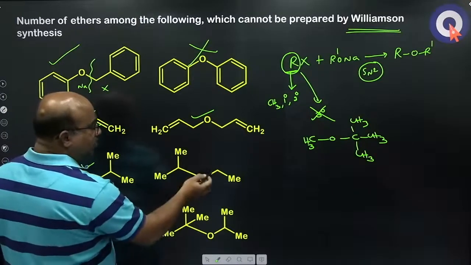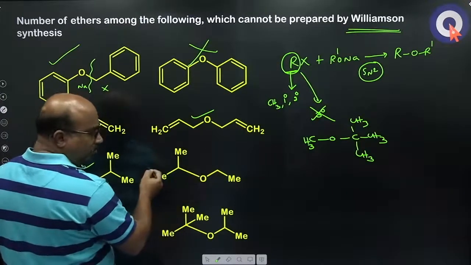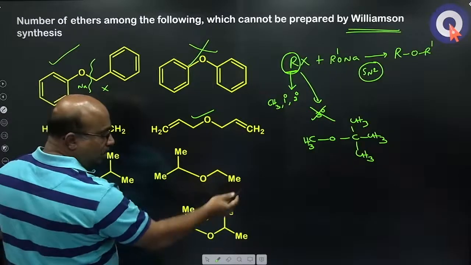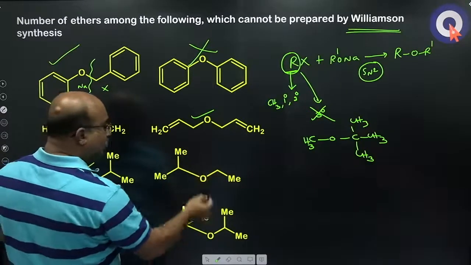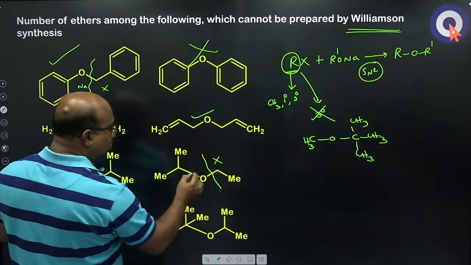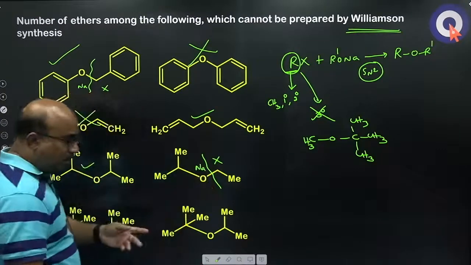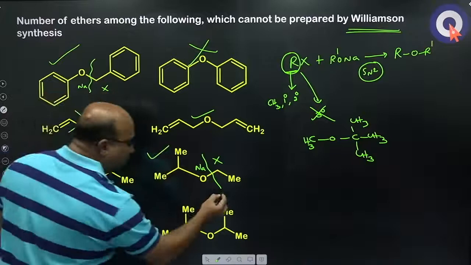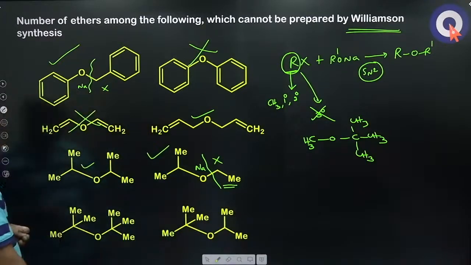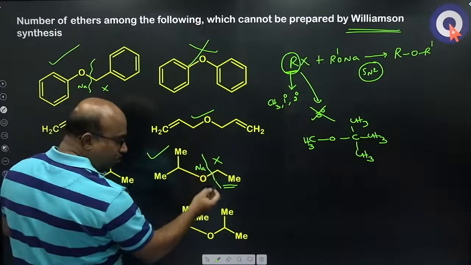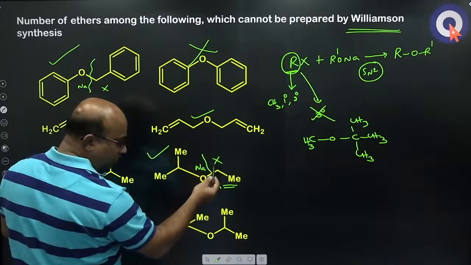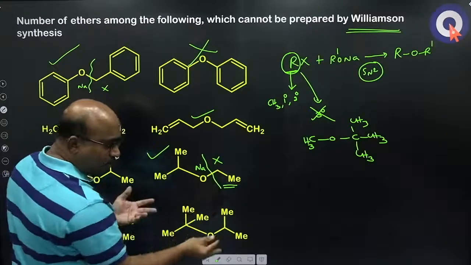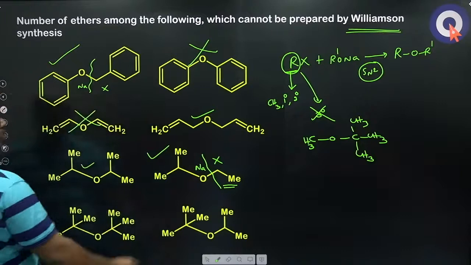In this it is CH2, so you can say this part as ONa, this is CH2, Me, meaning ethyl. So this is okay. So this is H, this is Na. This is the better way. In this case, it is anyhow symmetrical. So this is also okay because it is primary. So here X is representing the halogen. So this you can't prepare.